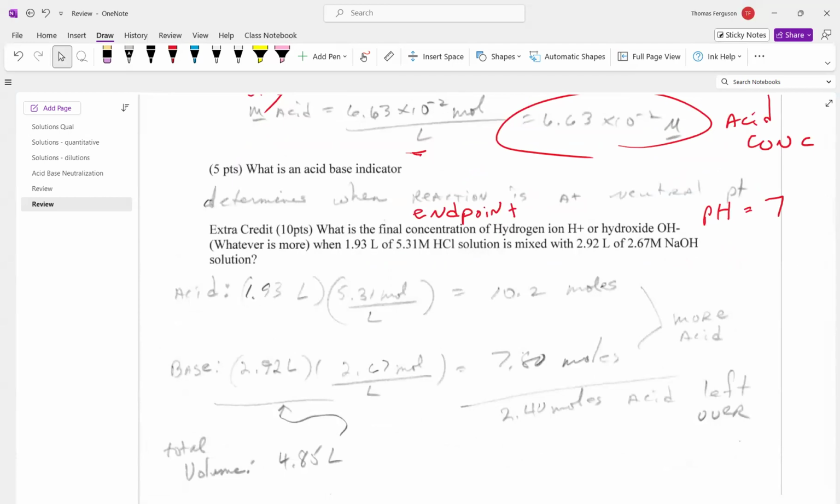I'm going to do this one last. You're going to have an extra credit problem. Basically, we're going to dump some acid together and dump some sodium hydroxide together, and they're not going to be equal. So I want to know what's the final concentration of either OH or H. I'm going to do that one last, though.